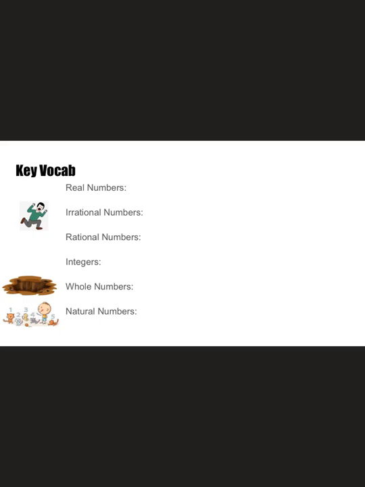So on the very bottom we have natural numbers, and as you can see there's a little picture next to the natural numbers of a little kid, and he is counting kittens and he's starting with 1. The natural numbers are naturally occurring. I also like to call them counting numbers. So I'm going to write on here counting numbers.